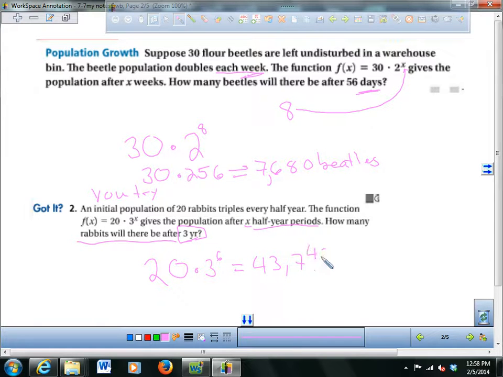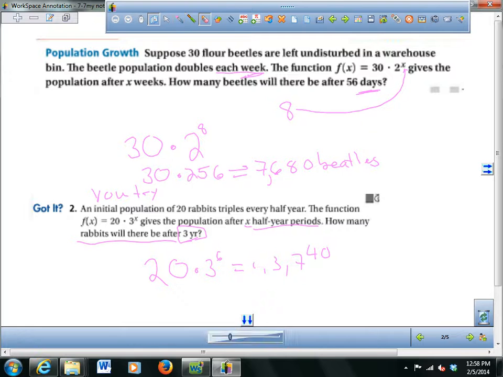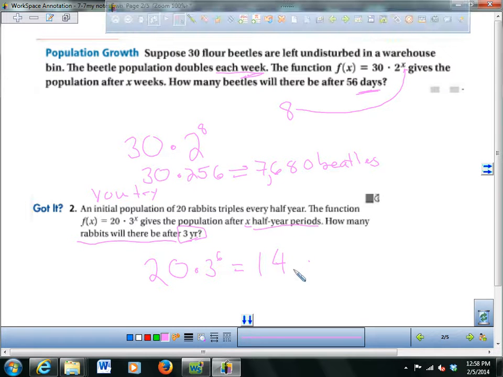43,740 rabbits. Okay, that's a lot of rabbits, and that's after only six doubling times. Right? Yes. I got 14,500. I think that's 14,500. Yeah, that sounds right. 14,580 rabbits. All right. So that's a lot of rabbits.